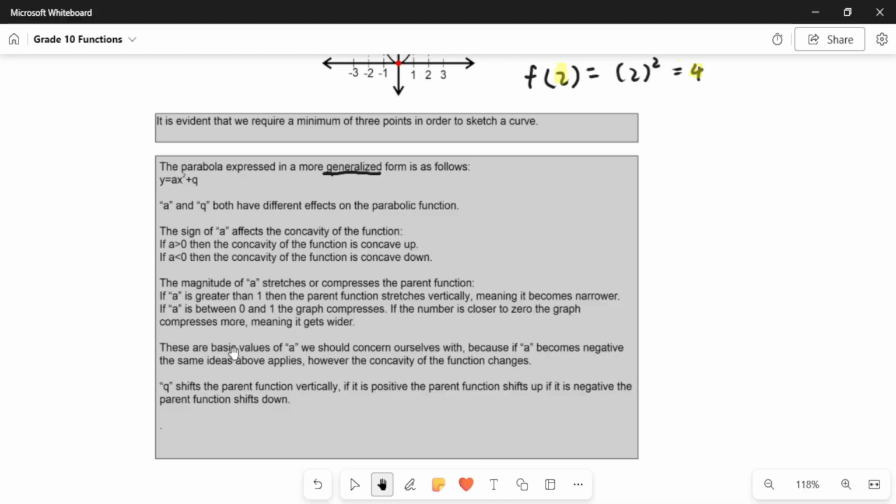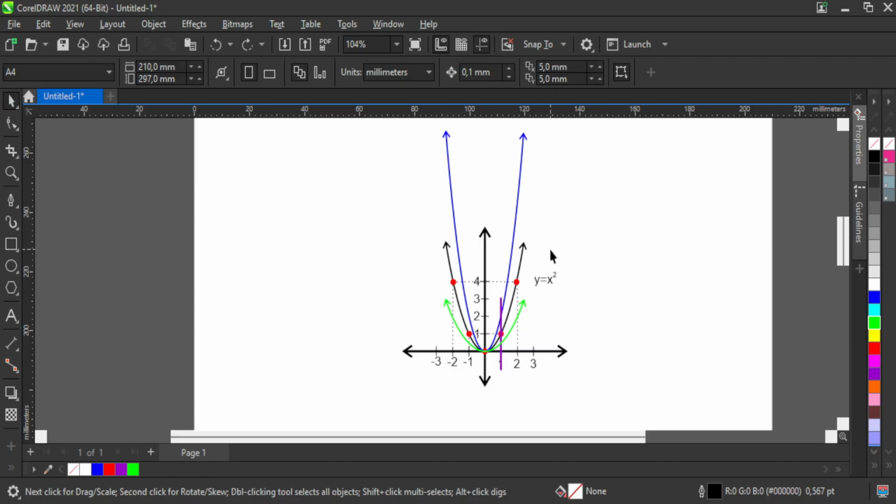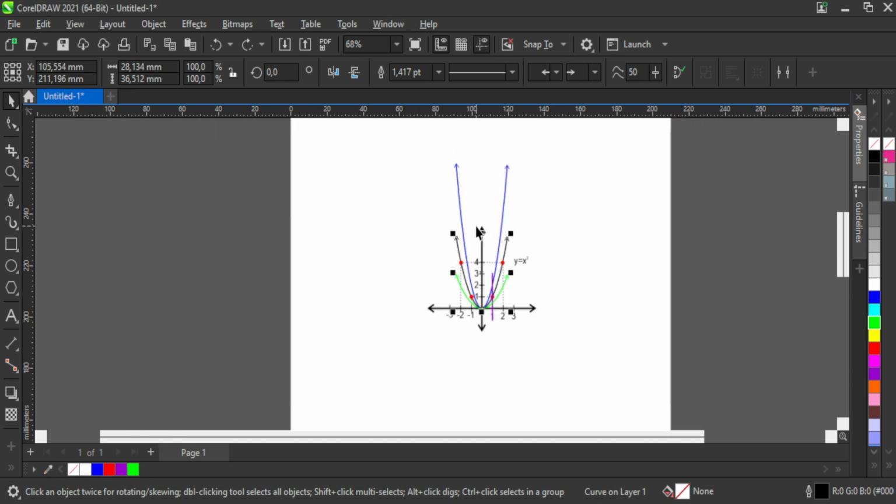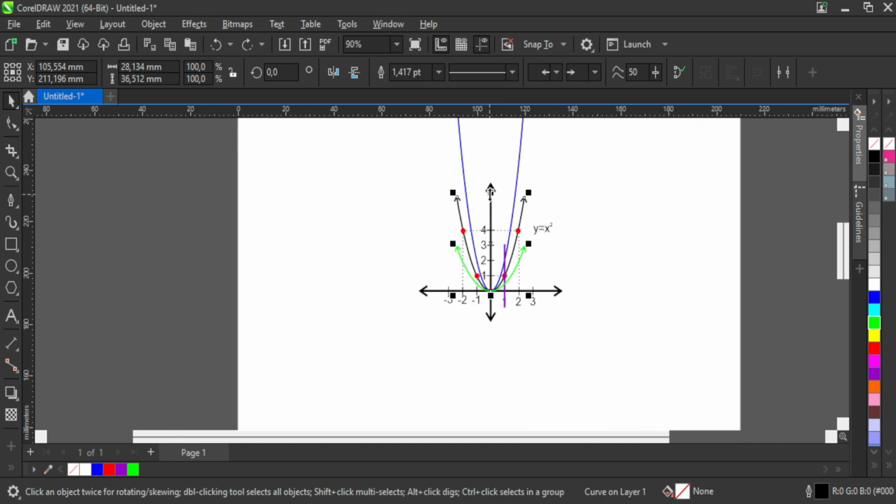Now, let's go here and read. These are the basic values of a we should concern ourselves with. Because if a becomes negative, the same values apply, however the concavity of the function changes. If we take these exact same values, if I take this exact same function, but flip it in the opposite direction.